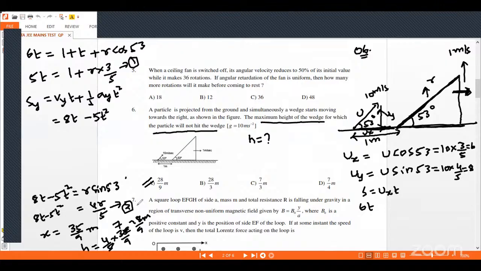In this question they are asking the maximum height at which the particle will not hit the edge. So firstly, I am finding the distances along the x-axis and along the y-axis. Once go through it.